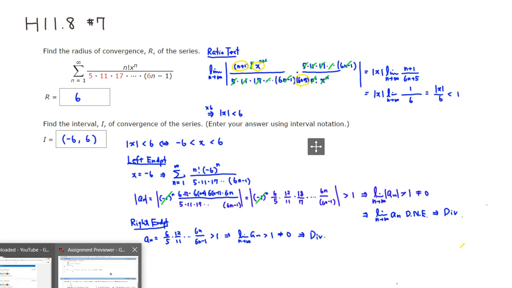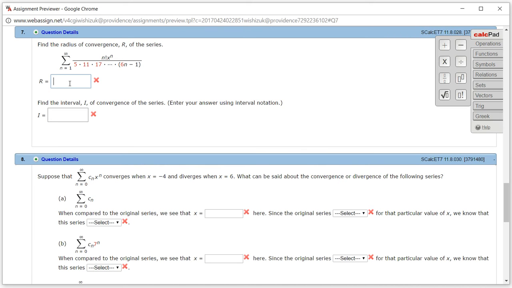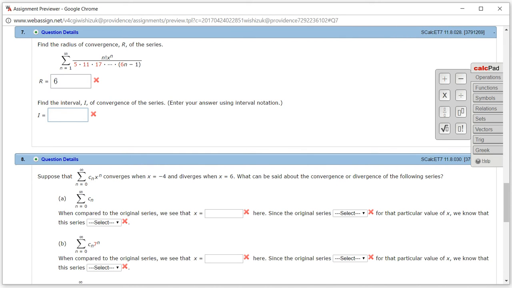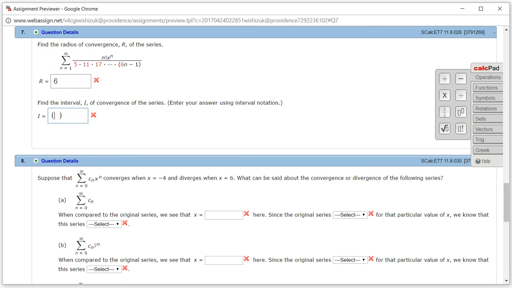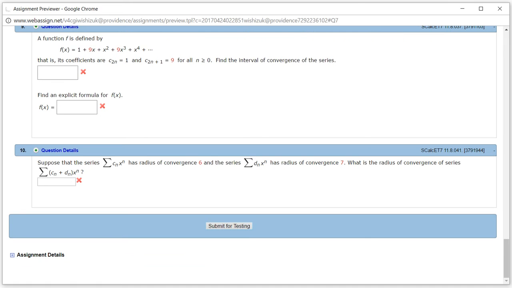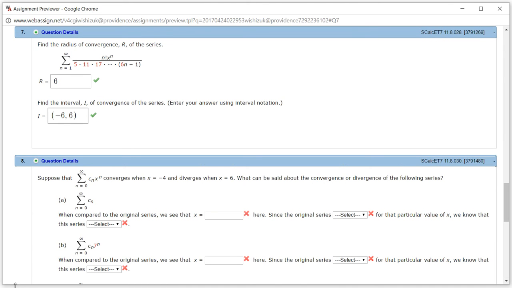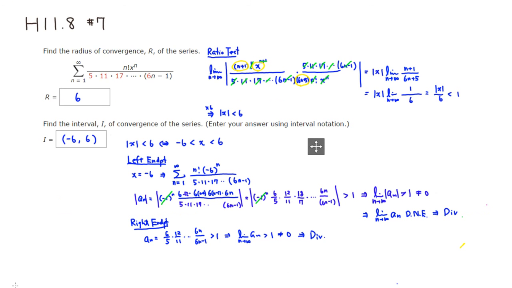All right, let's type it in. The radius of convergence is 6, and the interval is negative 6 to 6. Let's check the answer, submit for testing. I came back and it looks like we got this one correct. That's it. I hope this was clear.